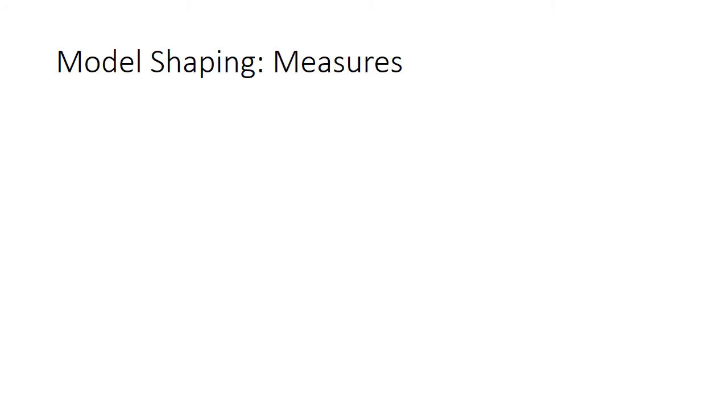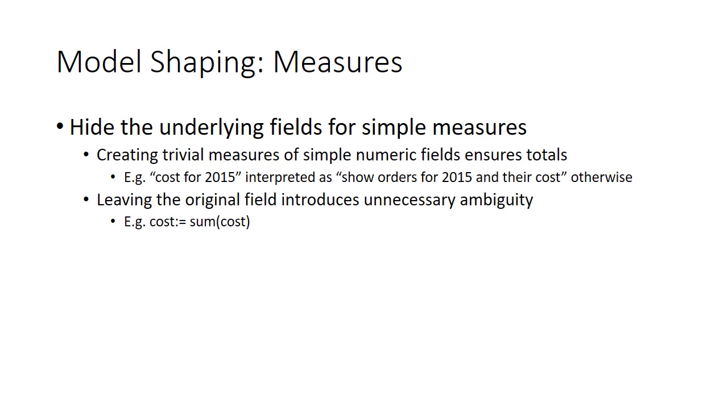Finally, measures. You'll probably want to add a measure corresponding to any numeric column that acts like a measure. For example, if you ask cost for 2015, that would normally be interpreted by Q&A as a request for a list of orders for 2015 and their associated costs, because we don't necessarily know that cost is acting as a measure rather than just a numeric property. When you create those simple measure columns, you'll want to hide the original column. Otherwise, you'll introduce unnecessary ambiguity. In this case, you'd have two things called cost.